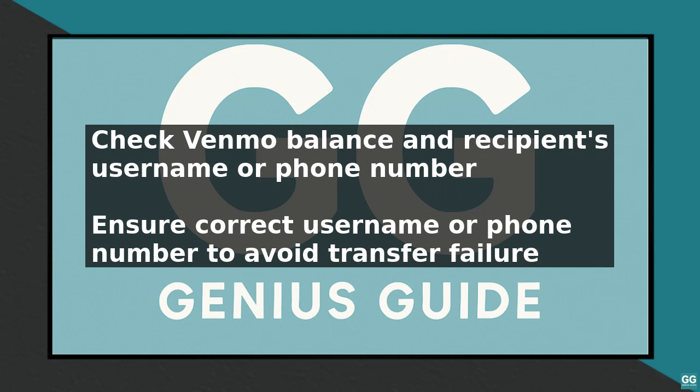Next, check your bank account to ensure it is linked correctly to your Venmo account. If your bank account is not verified, you may not be able to complete transfers. To verify your bank account, go to the Venmo app, tap the menu icon, and select Settings, then Payment Methods, and follow the instructions to verify your bank account.